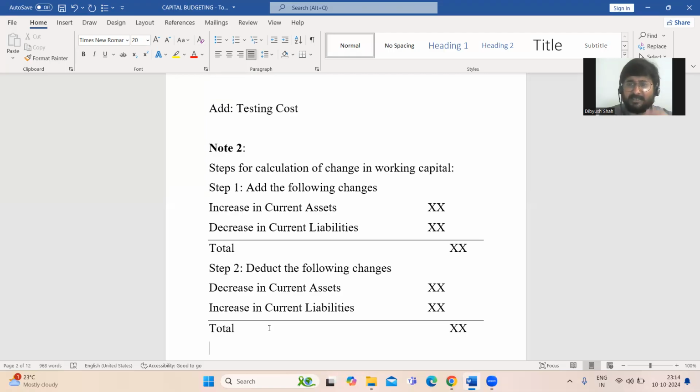Any increase in current assets, be it in receivables, inventory, any prepaid expense, anything you will add because of the project if you are incurring. If you have any decrease in current liabilities, be it accounts payable or any other current liabilities, you will add. What will you deduct from this?